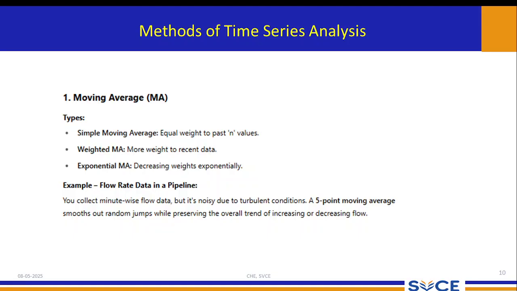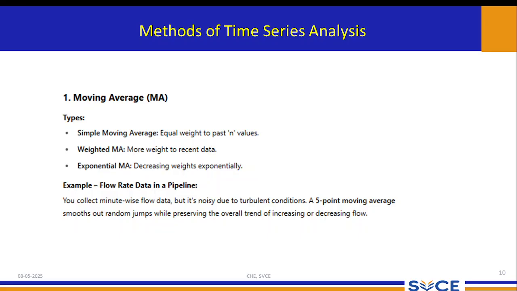For example, every 10 seconds or every 5 seconds there is a fluctuation. If you keep something on a weighing machine, it takes some time to find the reading exactly, right? So the 5-point moving average smooths out the random jumps while preserving the overall trend of increasing or decreasing flow. So the overall trend will be maintained. That's the main point. With a weighing balance, if it is not working properly or not calibrated, you will find a lot of fluctuation, and it is very difficult to read. Similarly, the flow meter.